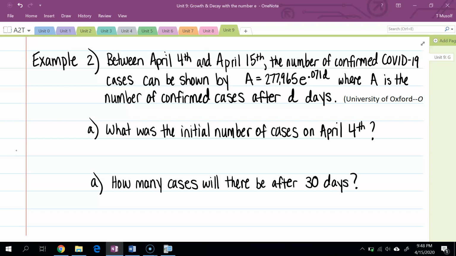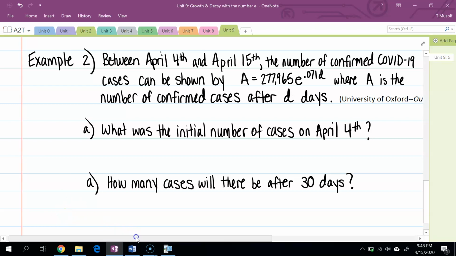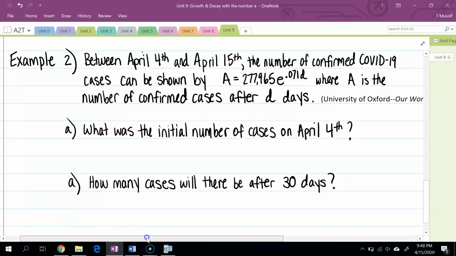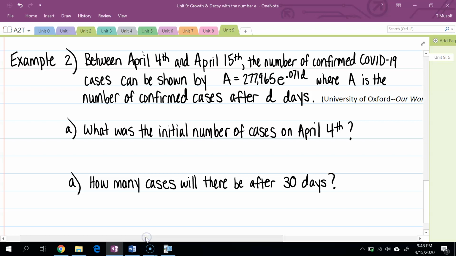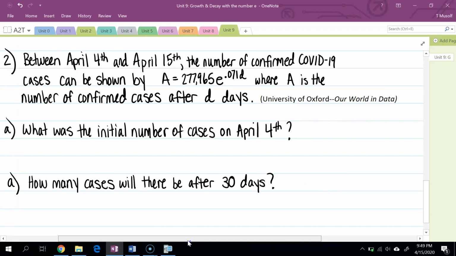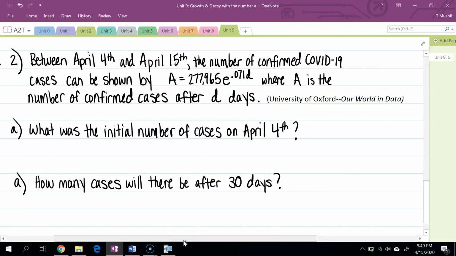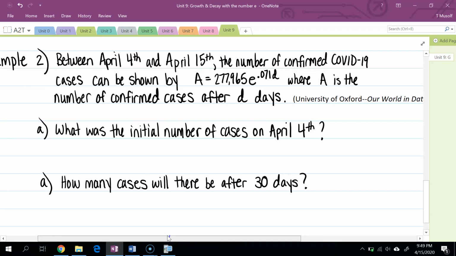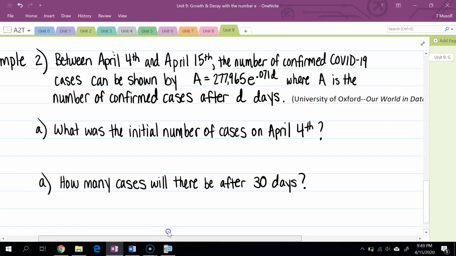So I figured, why not bring it to this example? We can analyze it a little more and talk about it. It says, between April 4th and April 15th, the number of confirmed COVID-19 cases can be shown by A equals 277,965 e to the 0.071d, where A is the number of confirmed cases after D days. This is just data that I pulled from Our World in Data by the University of Oxford. They've been collecting data from all countries about confirmed cases and things like that. Feel free to take a look at it online if you want to see these numbers.